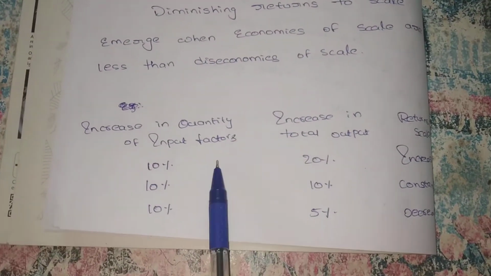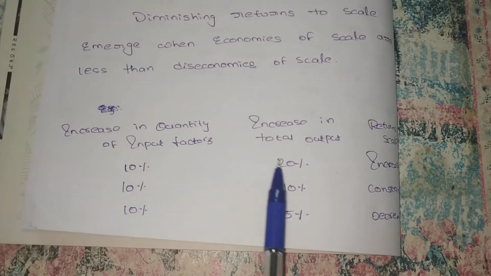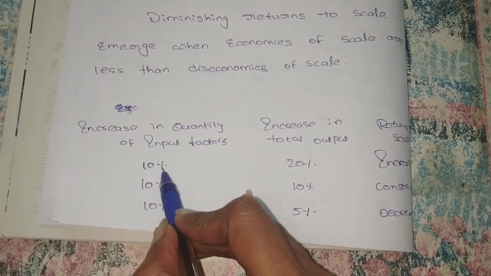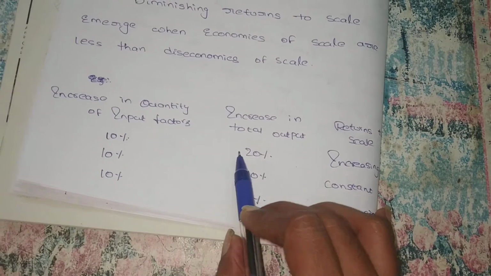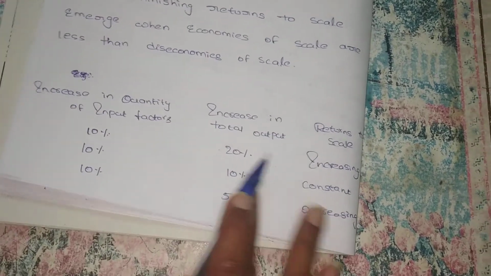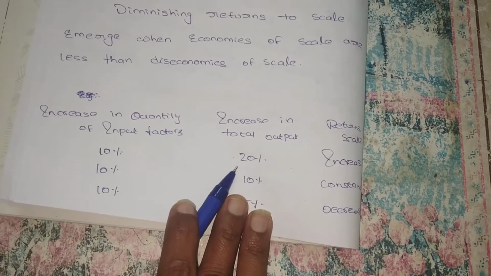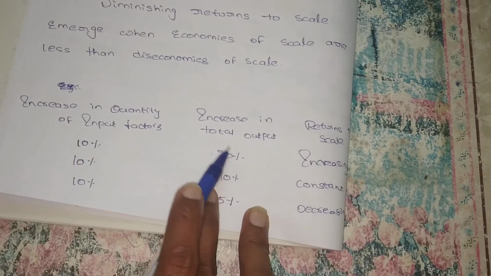I am increasing the input factor by 10%, but I am gaining output of 20%. Increasing input 10%, but I am receiving a 20% increase in output. So we can say there is increasing returns, because 20 is more than 10. So here there is an increase.